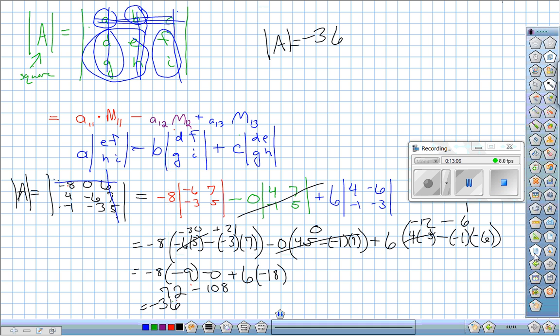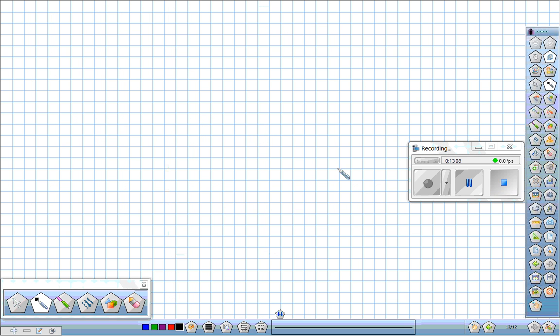I'm going to write down the rules for you, which are found on page 536 and 37. And these are Cramer's rules. The first one we're going to do is Cramer's rule for 2 by 2 matrices.